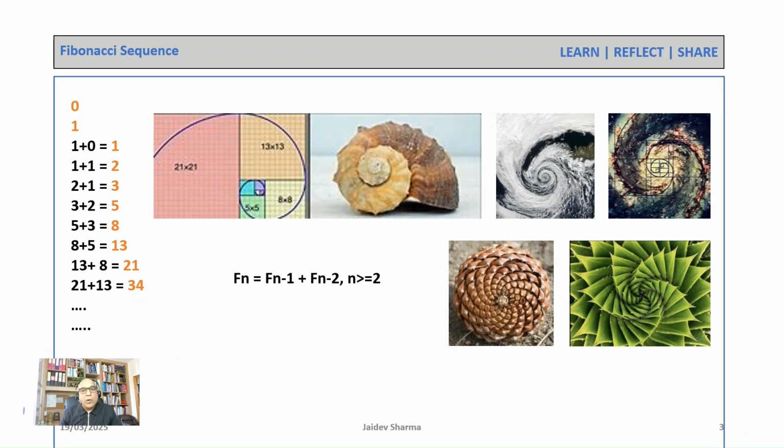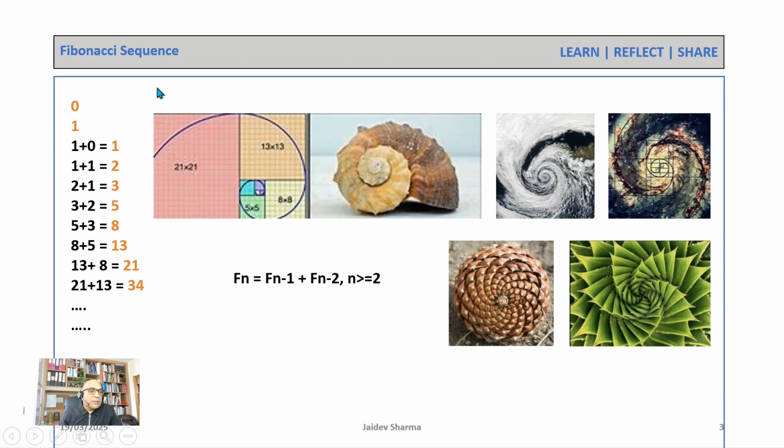Let us now take a look at what the sequence looks like. So just concentrate on the left side of your screen. You start with the number 0. The next natural number is 1. You add these two to get 1 plus 0, 1. The result of that is added to the previous number. So 1 plus 1 is equal to 2. The result of this with the previous number, 2 plus 1, 3, 3 plus 2, 5, 5 plus 3, 8, 8 plus 5, 13, 13 plus 8, 21, 21 plus 13, 34, and so on and so forth.